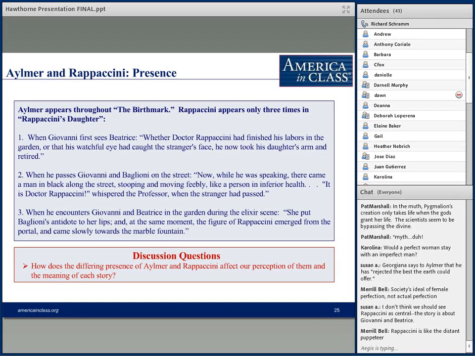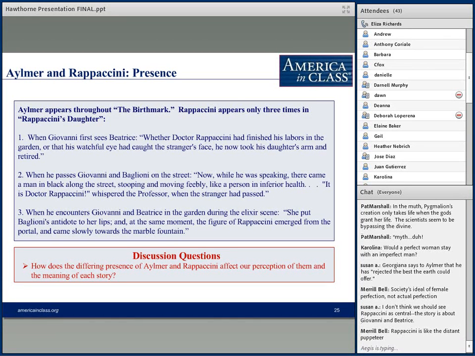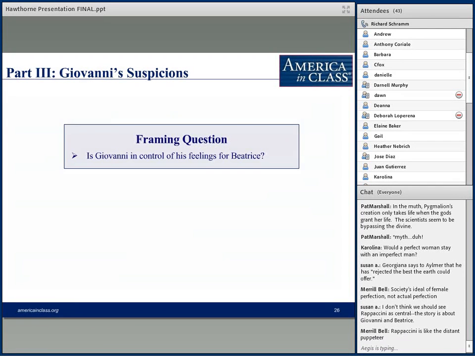Yeah, we have that in one of our comments. Rappaccini is like the distant puppeteer. See, great minds. Right. Well, it shifts the center of the story to Giovanni and Beatrice, as Susan A. has written here.